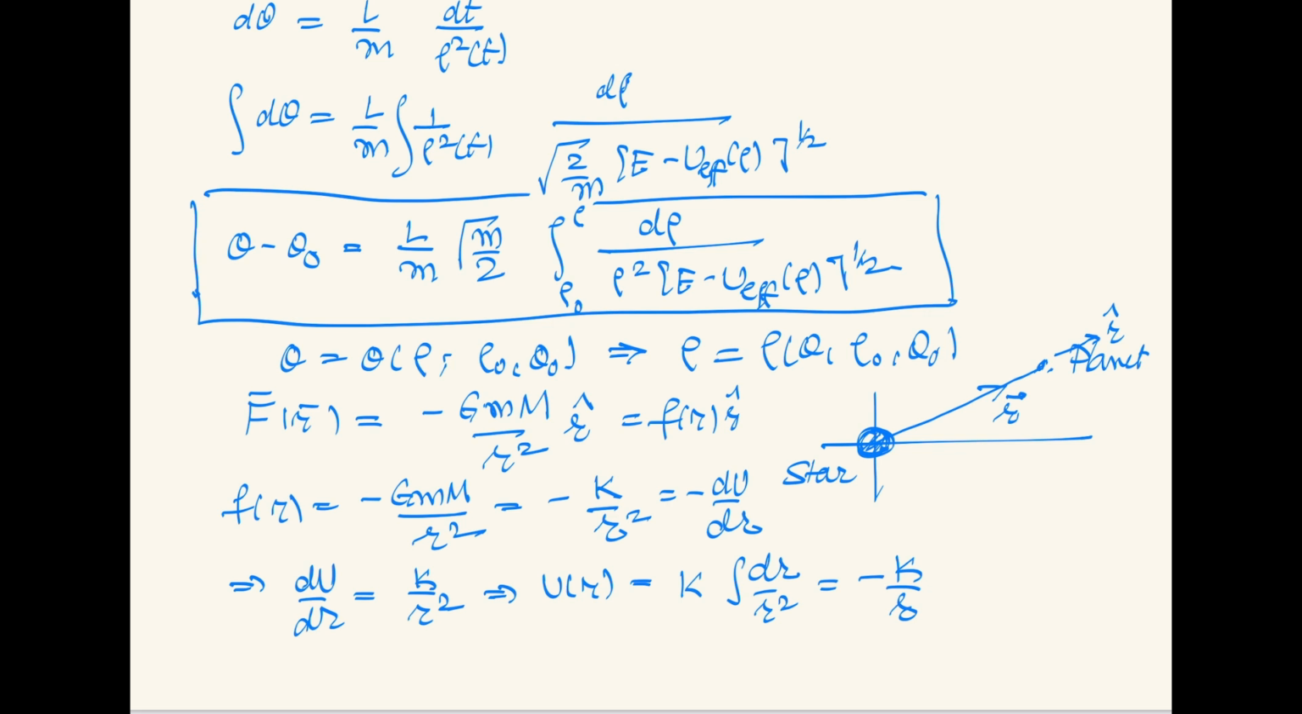Is that right? So that is the potential. So now let's see what happens to this equation. 1/2 m v rho squared is equal to the energy minus U effective. What is U effective? U effective is equal to U of r, that is minus k by r, plus the centrifugal potential, which is L squared by twice m r squared.